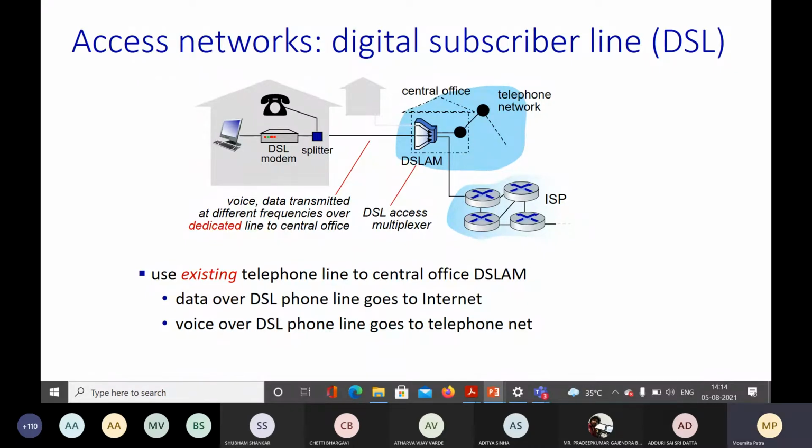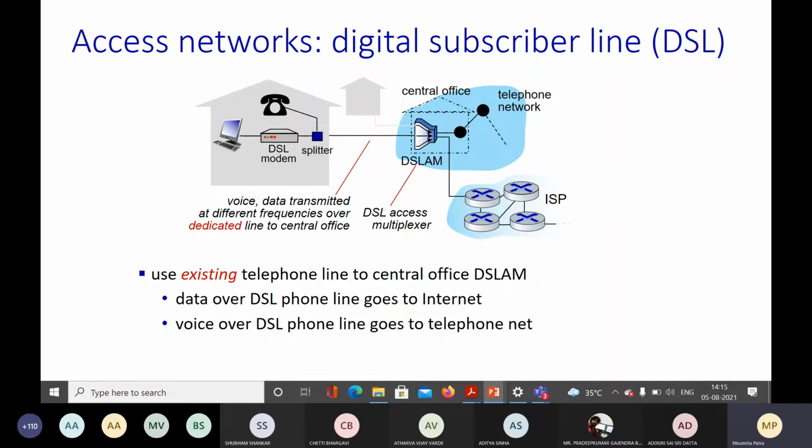So the splitter is the one that determines what kind of signal is coming in. If there is an input at the house coming from here, the splitter is the one that determines whether this input signal goes towards this, or goes towards the DSL modem and the system.